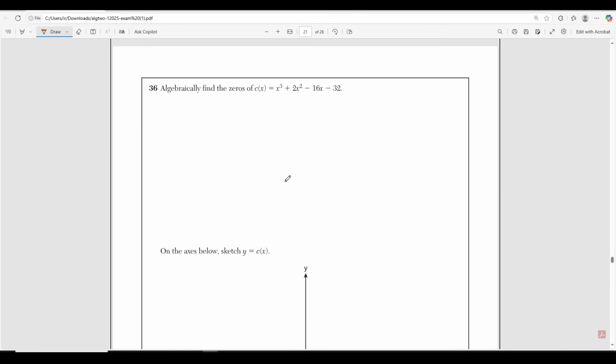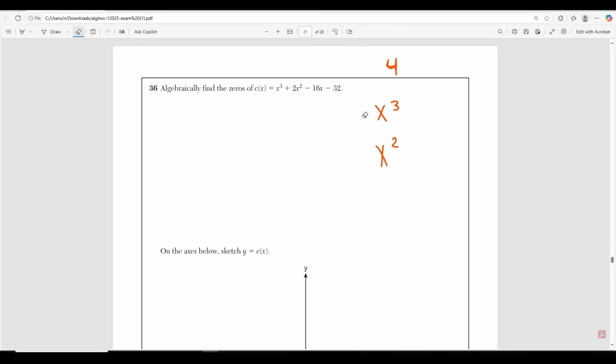Okay, number 36 asks us to algebraically find the zeros of c of x. Because c of x has 4 terms, I'm not going to try and FOIL it out, right? Even if I wanted to FOIL it out, I couldn't, because it's x to the power of 3, and FOILing only works for functions that are to the power of 2.